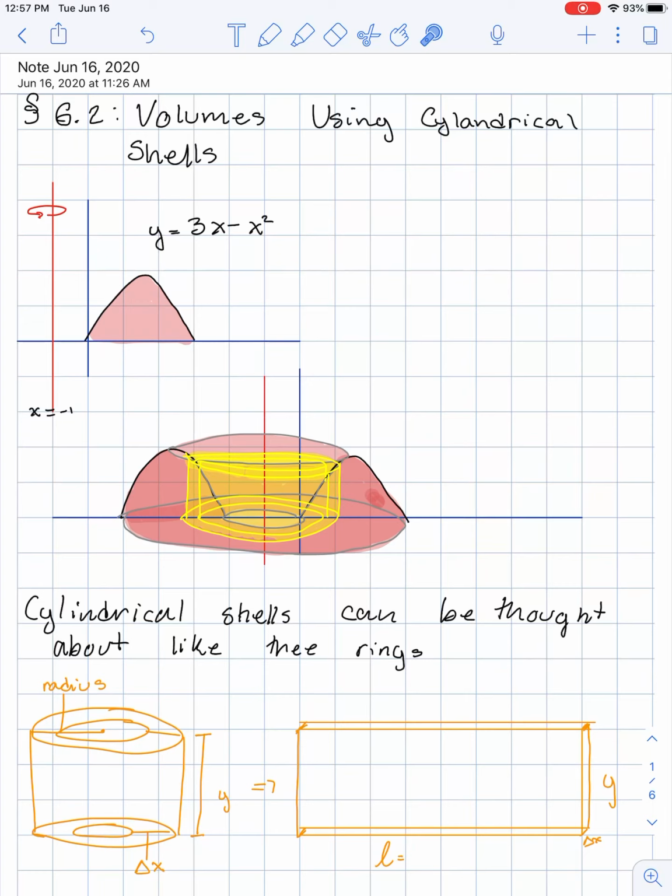We can also think about cylindrical shells like tree rings. If I take a tree log, I can make it almost into any shape by grinding it down and making a bowl and stuff like that. So that's kind of what we're doing, and those tree rings are going to act like our little shells. And just like we had our rectangles when we were finding the area under the curve, the thickness of the cylindrical shell is going to approach 0.